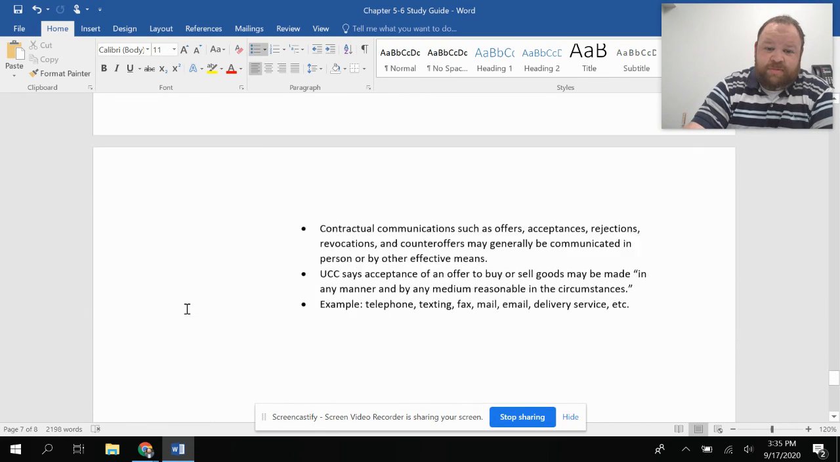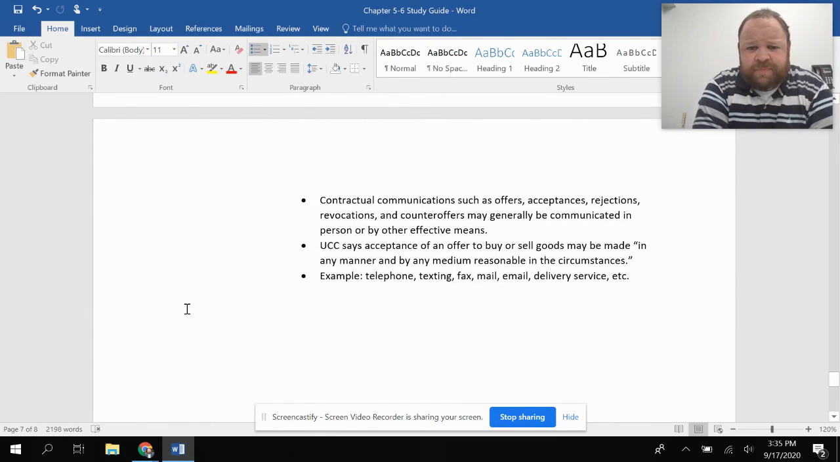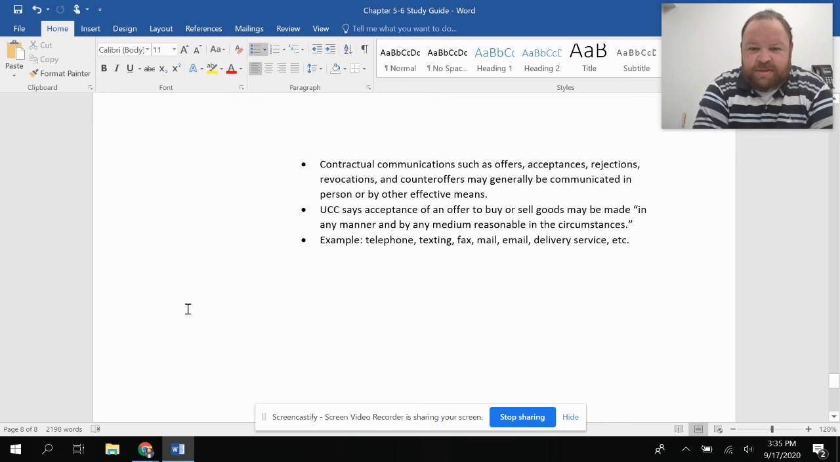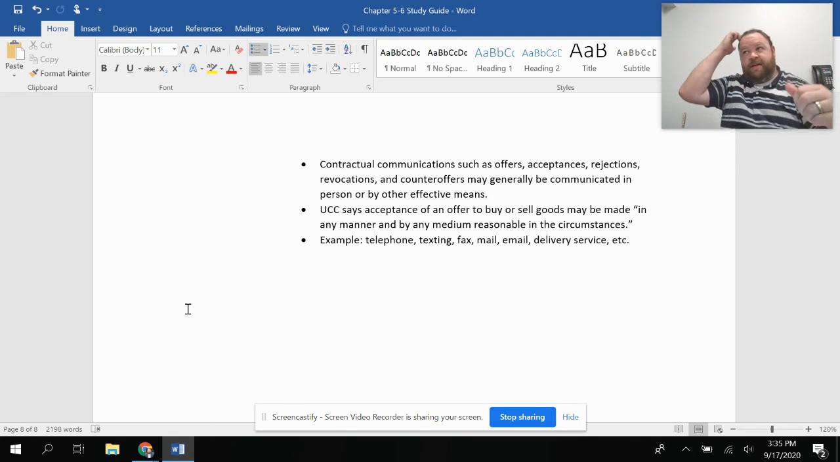Those modes of communication vary. Contractual communication, such as offers, acceptances, rejections, revocations, and counteroffers, can be communicated in person or by other means. Those other means would include telephone, texting, fax, mail, email, delivery service, etc. Most of the time, you have to have a signature, especially on your bigger contracts.